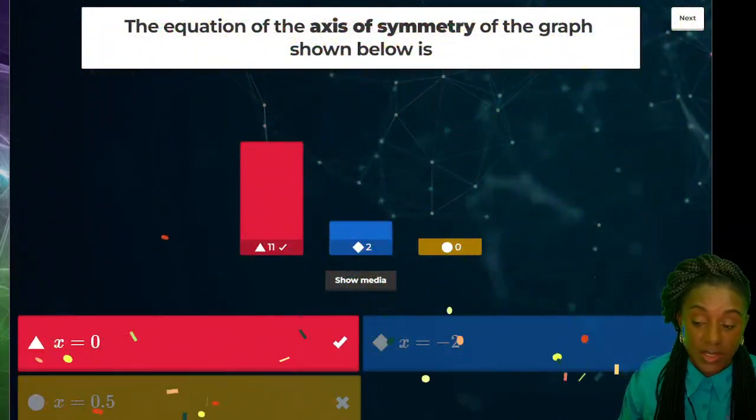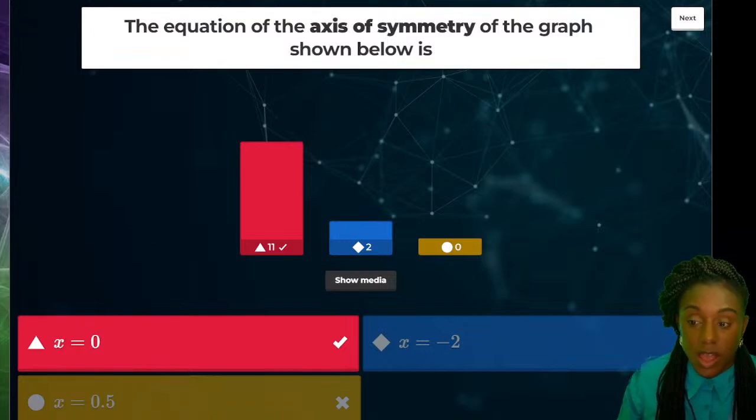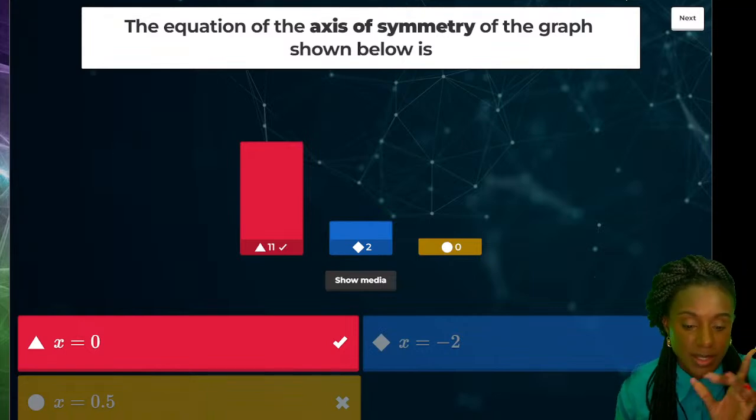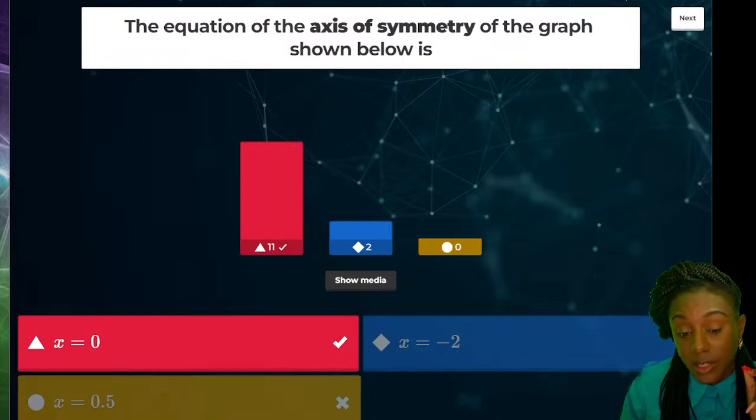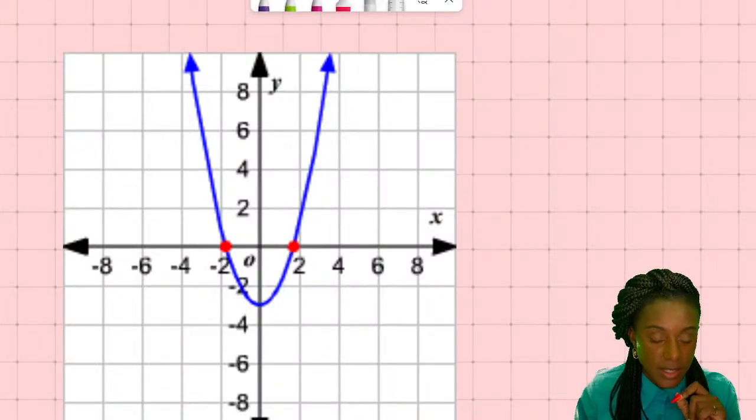Okay, so yes, the axis of symmetry was x is equal to 0. It was actually the y-axis. When they ask you for the equation, don't tell them y-axis. Tell them x is equal to 0. They ask for an equation, so therefore, you want to give them the answer as an equation.